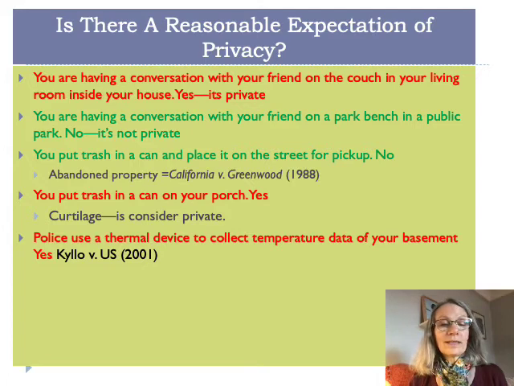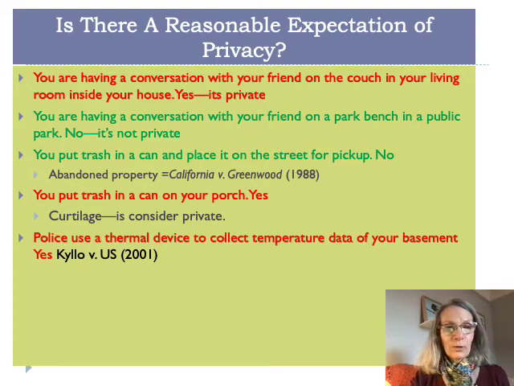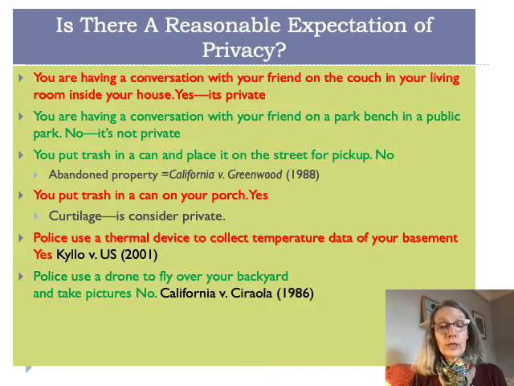Police use a thermal device to collect temperature data on your basement. Red light. That is a violation of one's reasonable expectation of privacy. And so this is a famous case. You'll be reading about it in your textbook. It's where the cops were using that thermal device, and they actually got a reading that was really higher than the basements of other people on the street, and they used that for probable cause to get a warrant and to search. And the Supreme Court said no, that what goes on in your basement is private, and that using those kinds of thermal devices is an intrusion into that private space. It's unreasonable to do that.